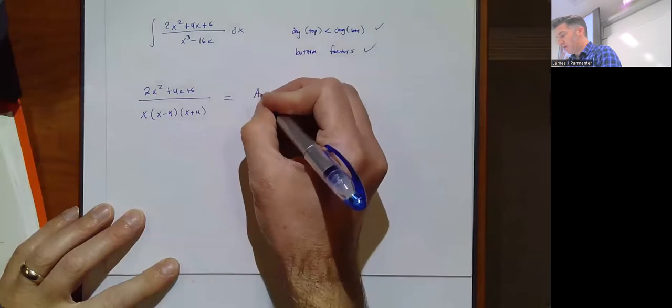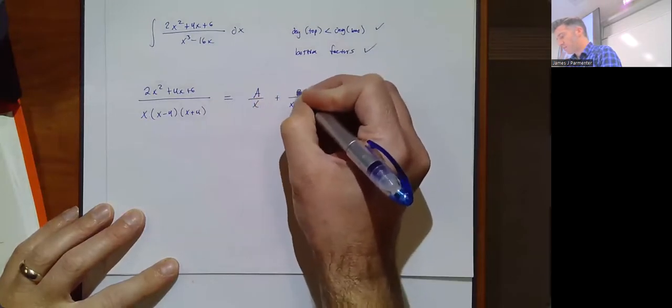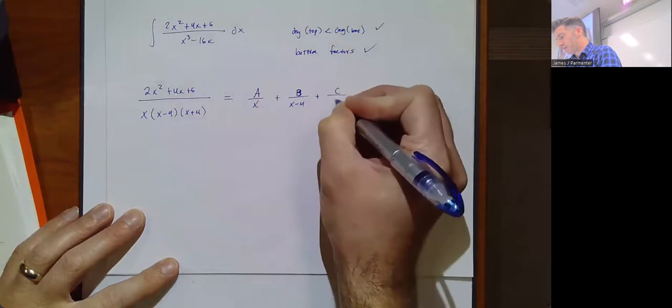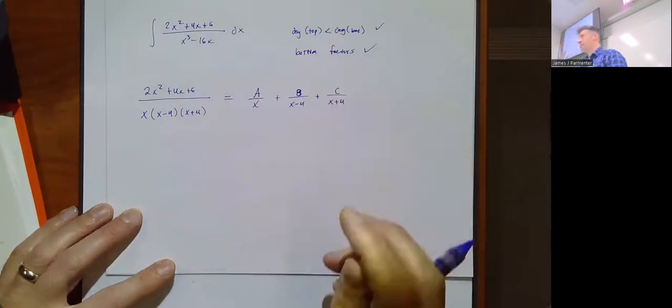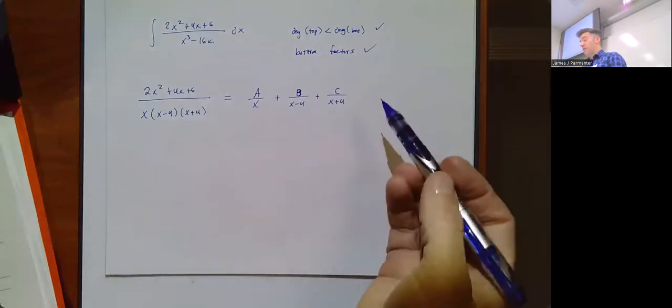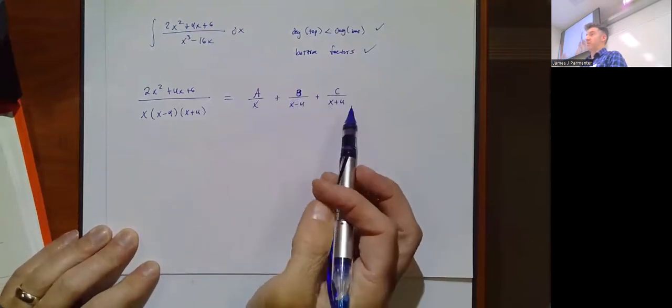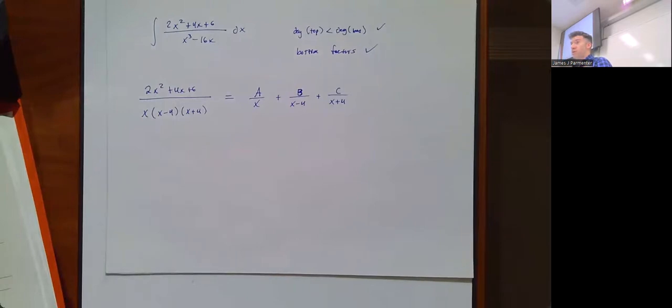So we're going to write this as a over x plus b over x minus 4 plus c over x plus 4. And what I should point out is it doesn't matter which order you do this in, as long as you are consistent with what you've written. So once you find a, b, and c, make sure that a is the thing above x, b is the thing above x minus 4, and c is the thing above x plus 4, or however you've lettered them. Just make sure that you've got the right letters in the right places at the end of the day.